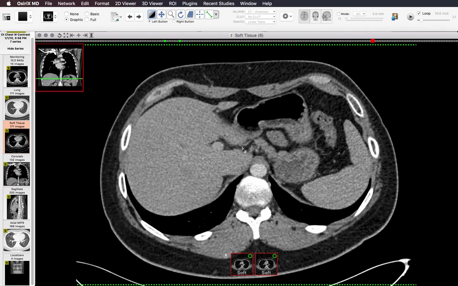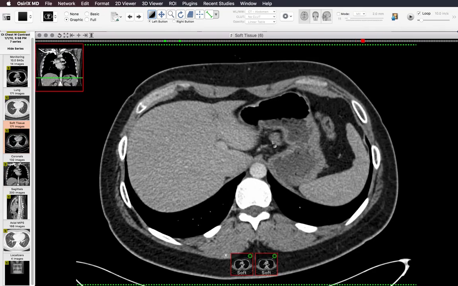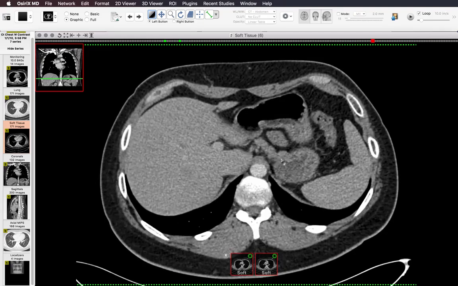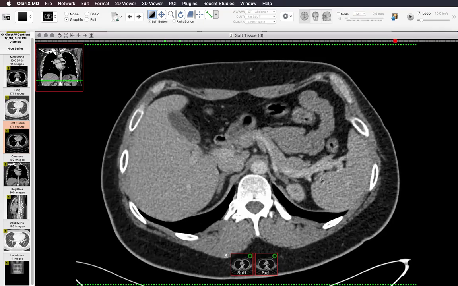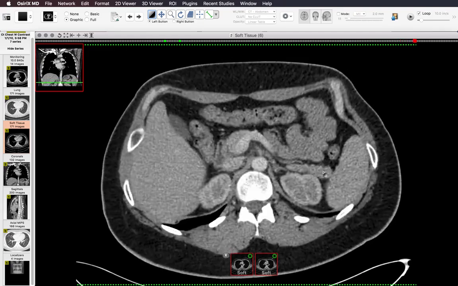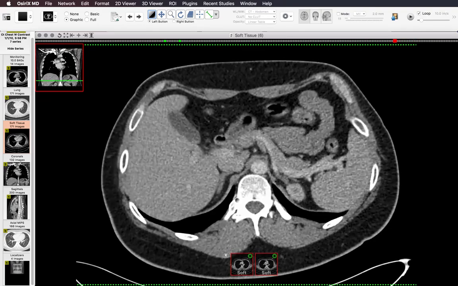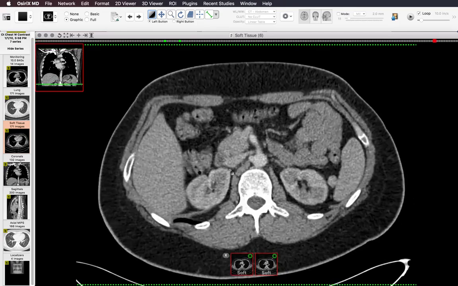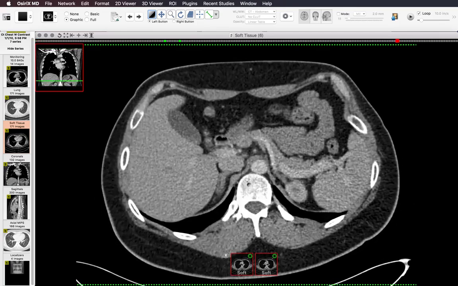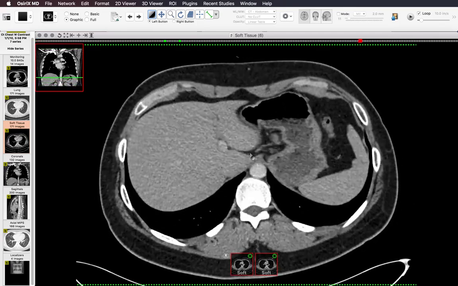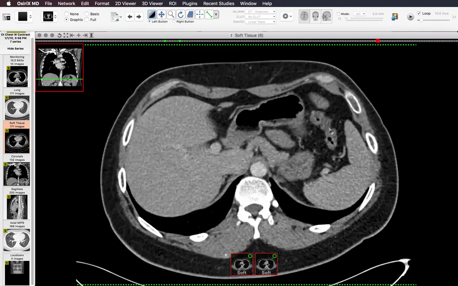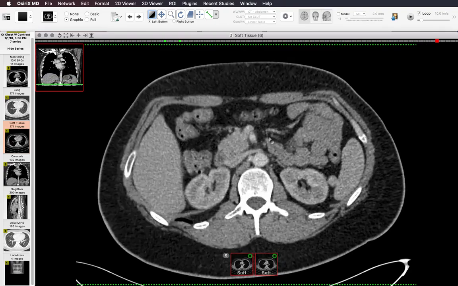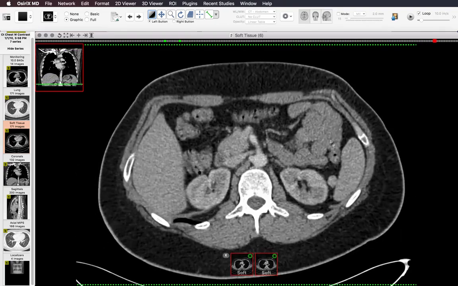After looking at all of those organs, I then look for lymph nodes. So first in this gastrohepatic ligament region, then here in the splenic hilum, retroperitoneum, then in the liver hilum. I then look at the bowel, including the colon, what we see of it, and the small bowel.